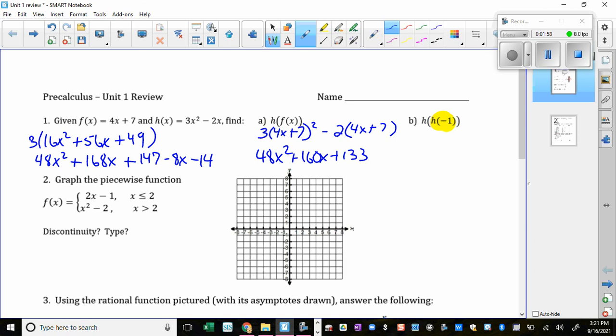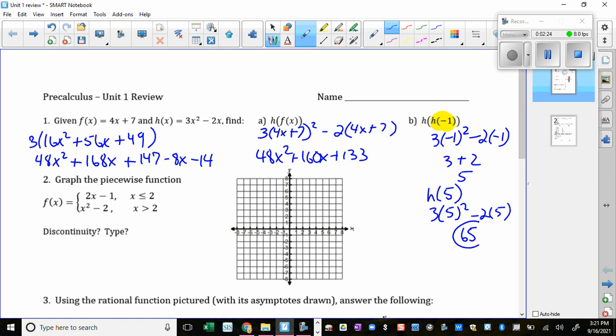So I'm putting 3 times negative 1 squared minus 2 times negative 1. This gets me 3 times 1 in front, so 3 plus 2, so that gets me 5. Now I put 5 back into h, because now I'm doing h of 5. So put 5 in there, which gets me 3 times 5 squared minus 2 times 5. That'll be 25 times 3, so 75 minus 10, so 65. All right. Okay, moving on.